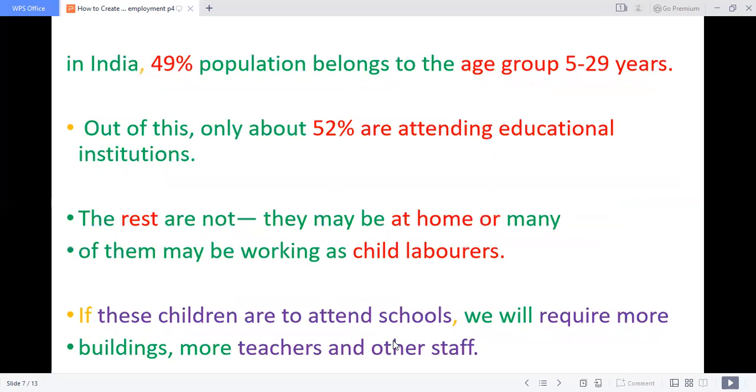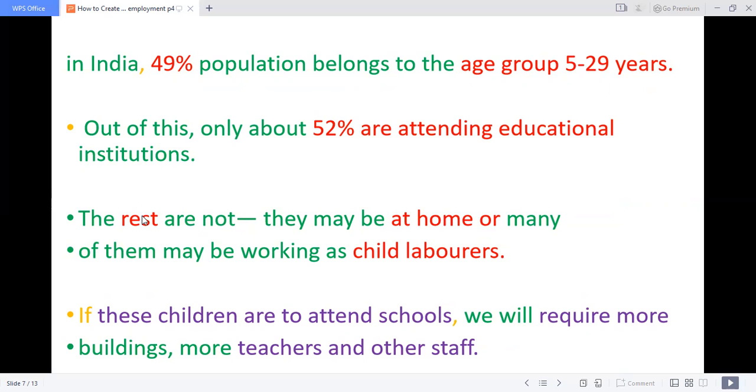Okay, and in addition to that, 49% of the population belongs to the age group of 5 to 29. I mean, half of the people are in the age group of 5 to 29, that is the learning age, the educating age, during which they are supposed to get education. But out of this, only 52% are attending educational institutions. So half of our population is in the age group of 5 to 29, and only 52% of these people are attending school.